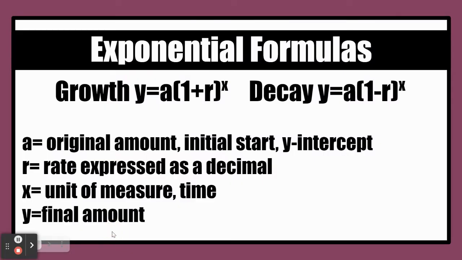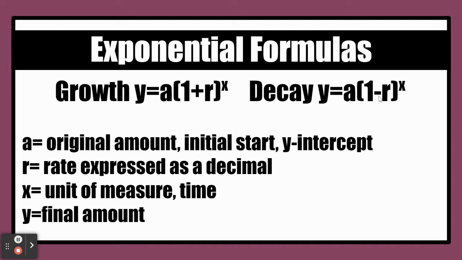Let's start off by looking at each exponential formula. Notice there are two function formulas, one for growth and one for decay. The only thing that makes the two equations different is the plus and minus sign. Plus indicates the growth, and the minus indicates we have decay.